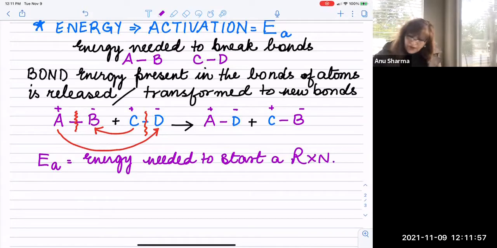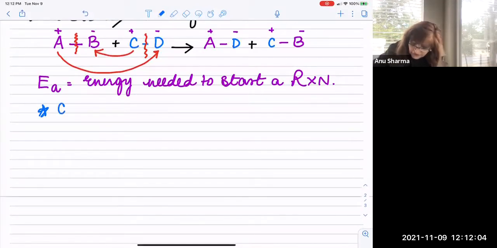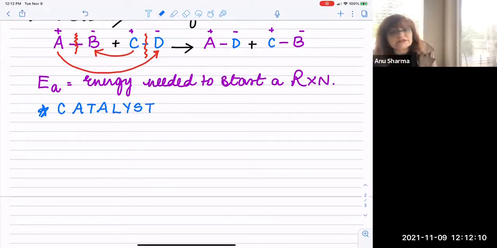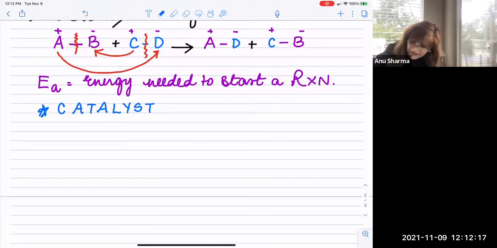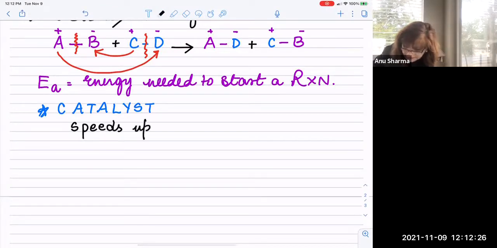Okay. Now, another part of it, some reactions are very slow. And these slow reactions will work, but they will take a very long period of time. It could be several hours, several weeks, several months, and it can take years. So we can speed up the chemical reactions. So it is through the catalyst. So catalyst does what? It speeds up the chemical reactions.